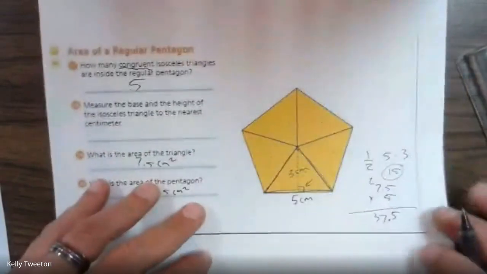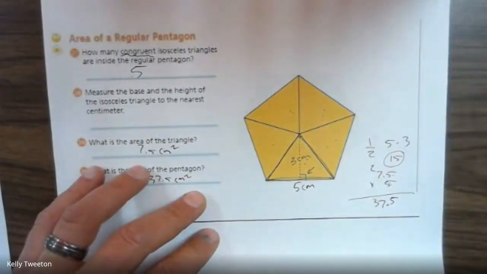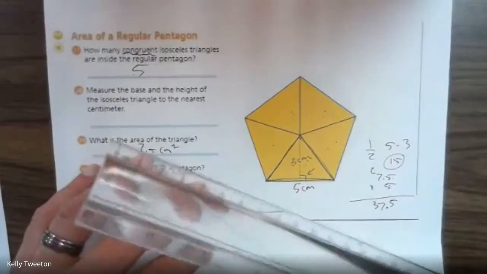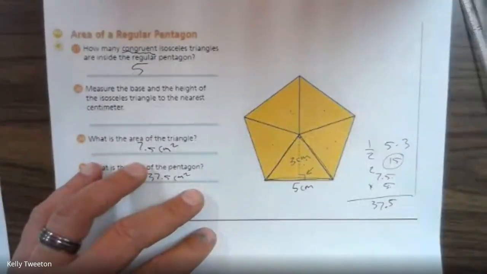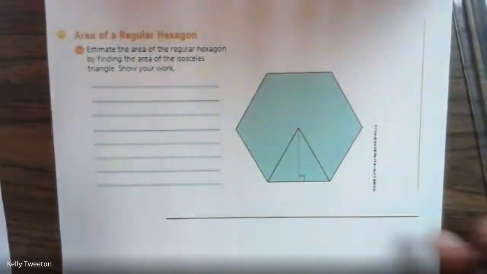So if you want to do your own, feel free. Grab a ruler, anything if you have to measure it. Maybe you have some kind of a ruler laying around. If not, use my measurements, or you can make up your own. Tell me what you think it is, and you can do it that way too.